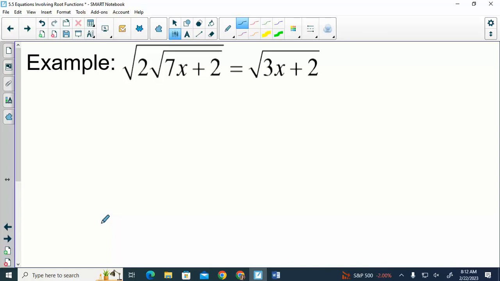Alright, let's take a look at this one. Square. We have a lot of radicals going on. Our strategy is to isolate a radical, so let's just focus on one at a time. If I'm looking at this outside radical and I square each side, on the left it cancels the radical on the outside, and on the right it cancels this. So now I have 2 times the square root of 7x plus 2.